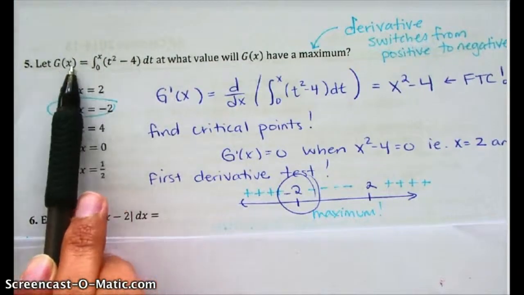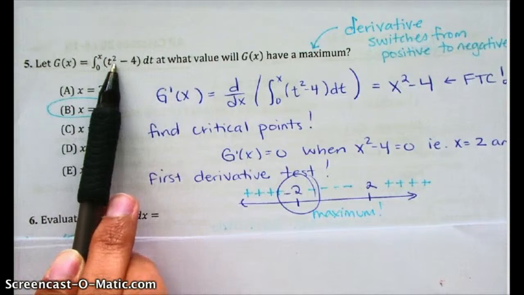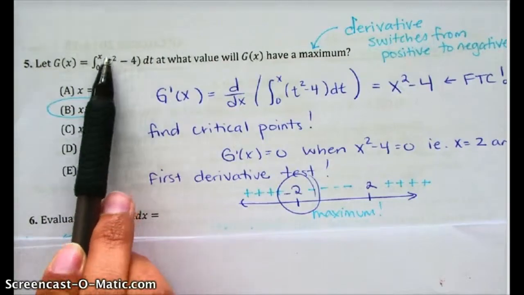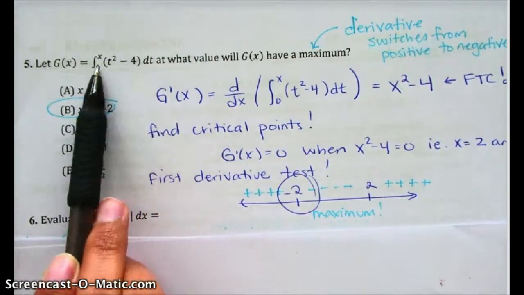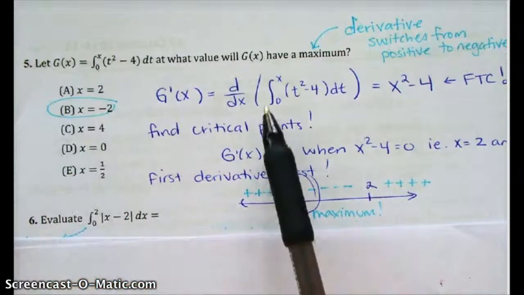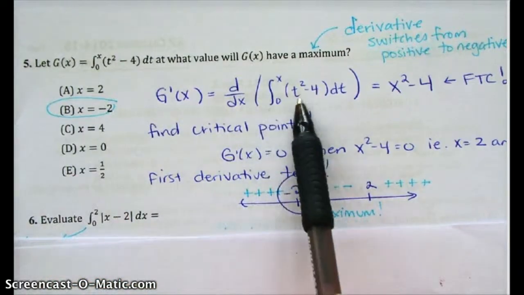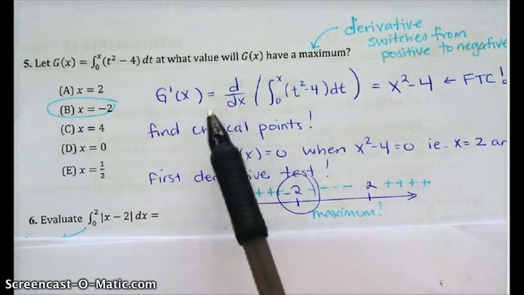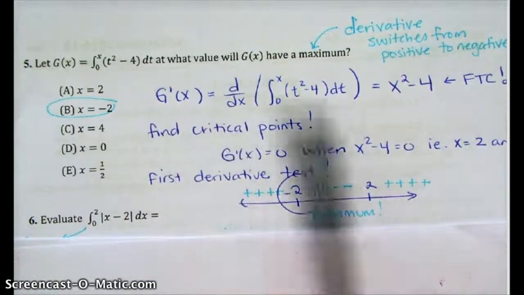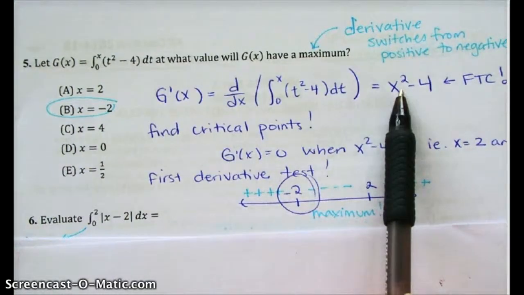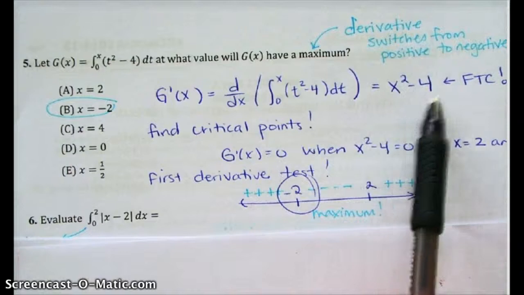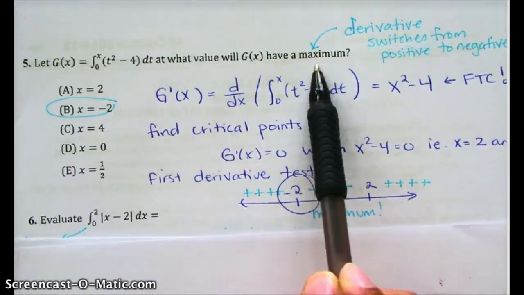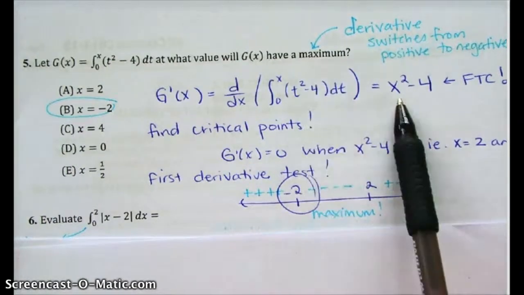If I take the derivative of that function, then the derivative just equals the inside function, the function underneath the integral. You guys may think of that as just plugging in the x, which is fine, but not very deep. So according to the fundamental theorem of calculus, g prime of x is just x squared minus 4. So if we know the derivative and we're looking for a maximum, we can use the first derivative test. This is my derivative function.